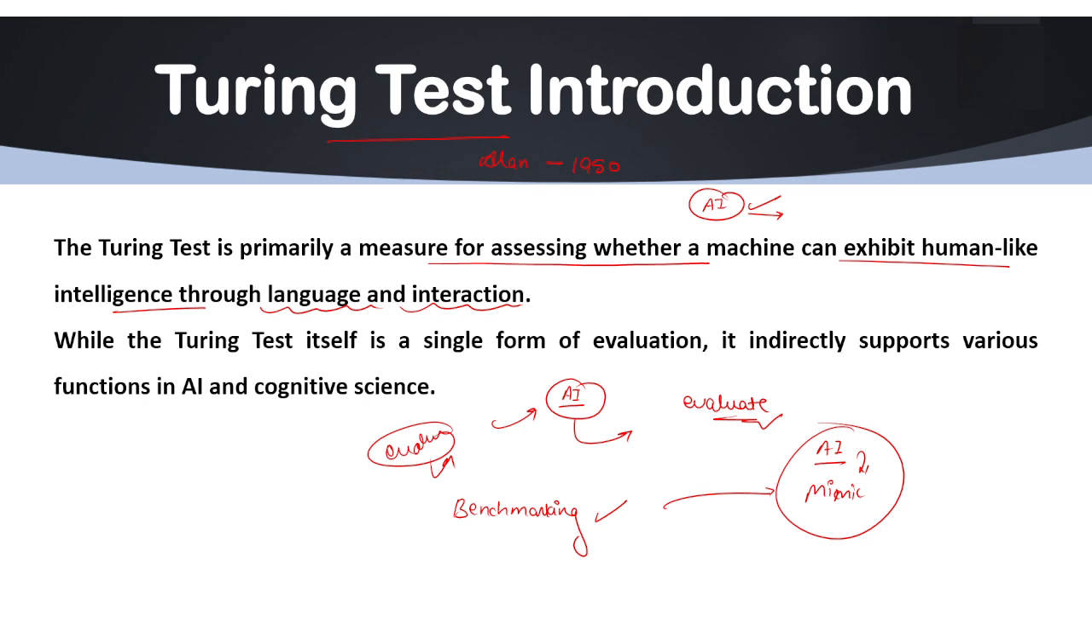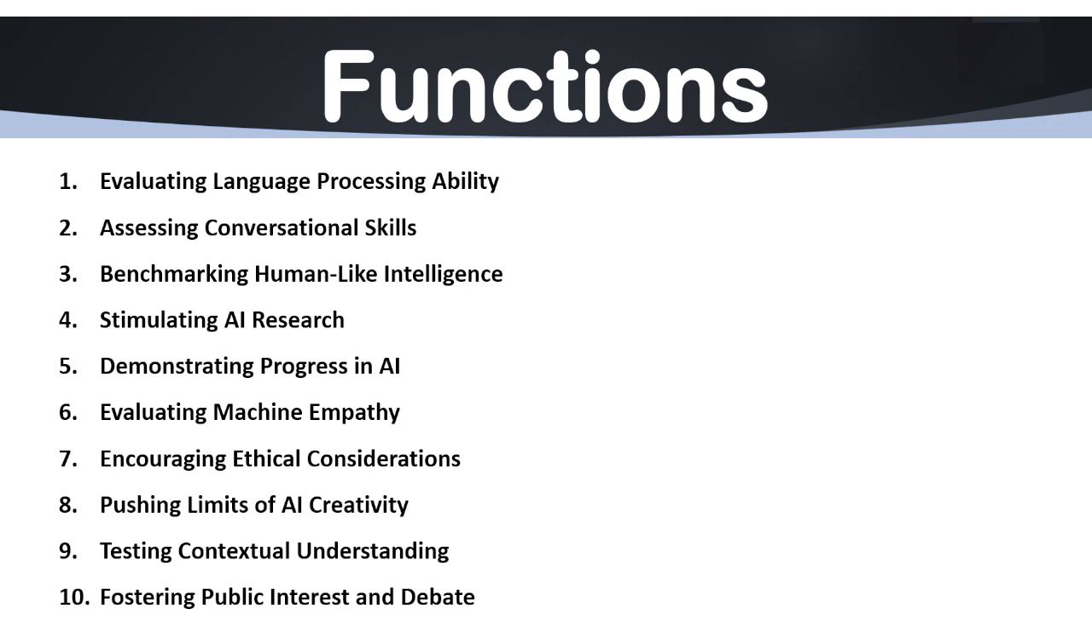Okay, if we want to understand human cognition, then also the Turing test can help us. All right, now let's talk about some functions of the Turing test. So here the first function is evaluating language processing ability. The Turing test has the power to evaluate any language processing ability.